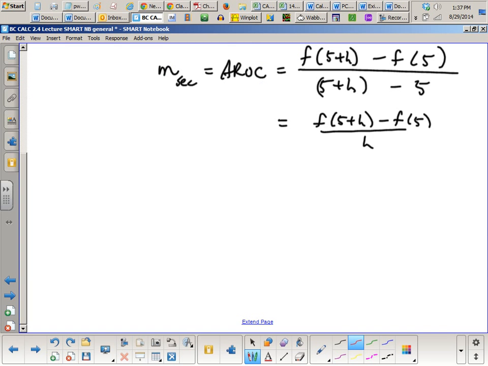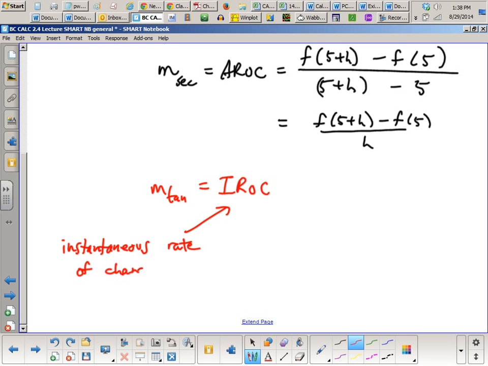All right, so what is the slope of the tangent line? This is very important. This is called instantaneous rate of change, also called IROC. That's fun to say. Everyone say IROC. Braggarts. All right. Instantaneous rate of change.